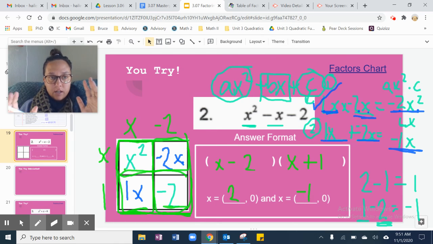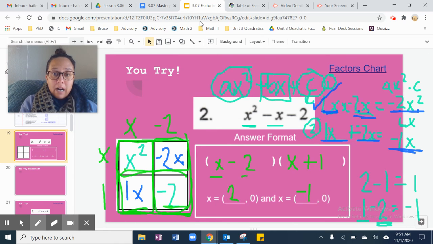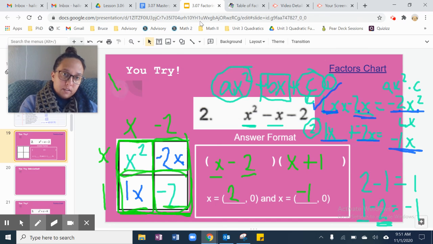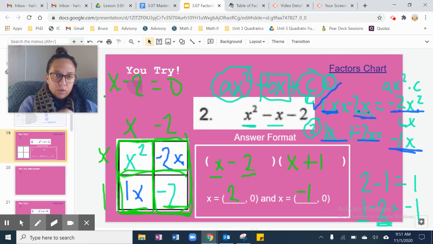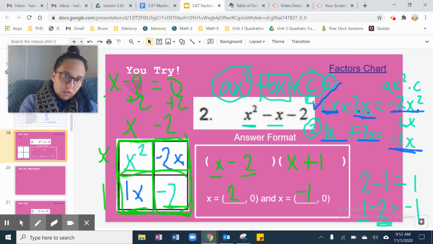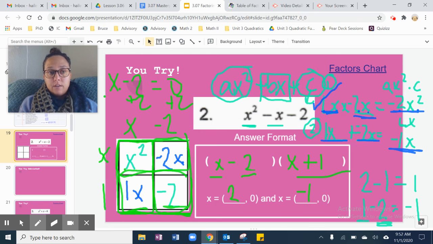And remember, that's because 2 minus 2 would give us 0, right? When we set it up, x minus 2 equals 0. 2 minus 2 gives us 0. Or you could add 2 to both sides and solve. And then over here, if we set x plus 1 equal to 0, we would subtract 1 on both sides, or you could think, what plus 1 gives me 0? But both answers will be -1.